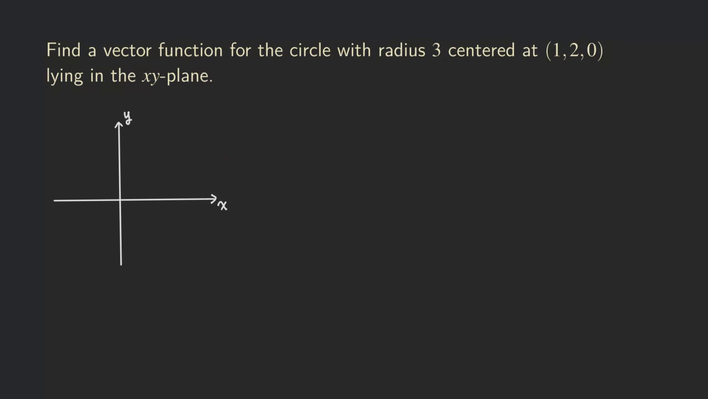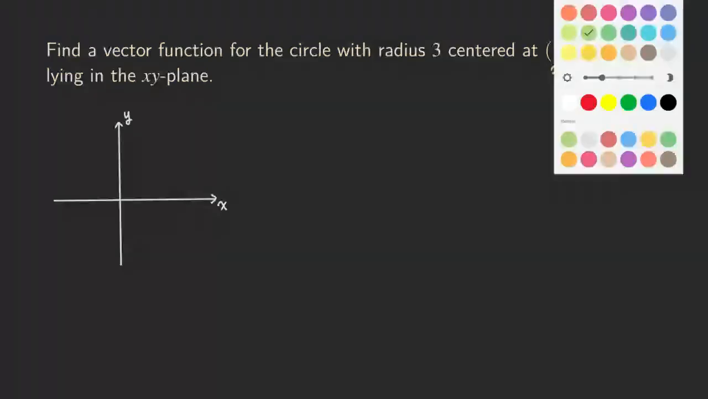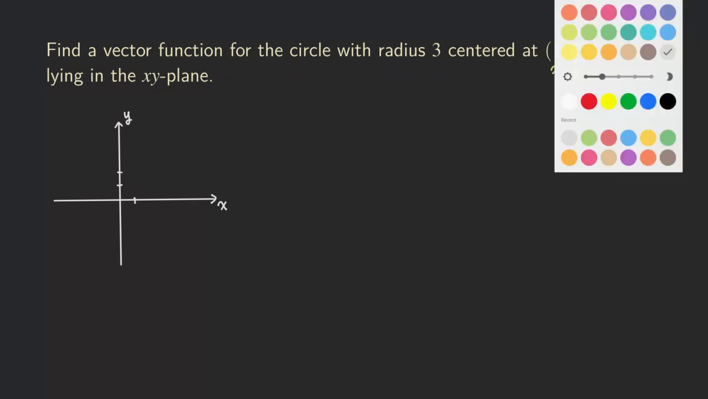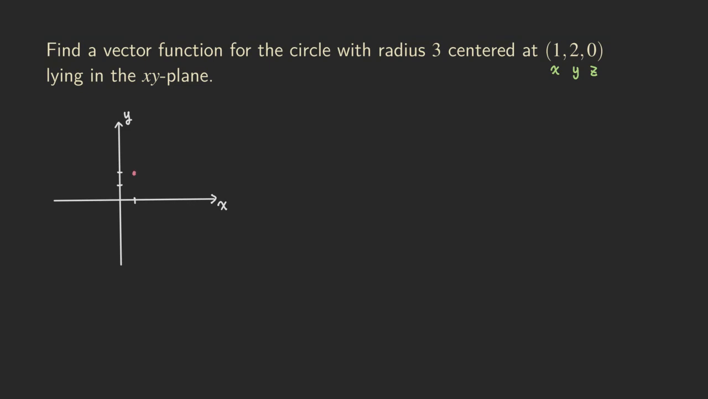So what do we have here? We have the center to be (1, 2, 0), right? So 1 for the x and 2 for the y, as you can see here. So we have x, y, and z. With 1 for the x, you get 1 unit right here, and then 2 for the y, so we are going to get (1, 2). Now our center for the circle is at this location right here. So the center is going to be at (1, 2, 0).